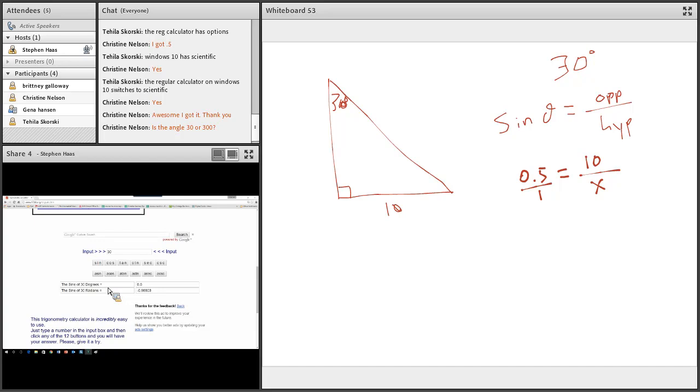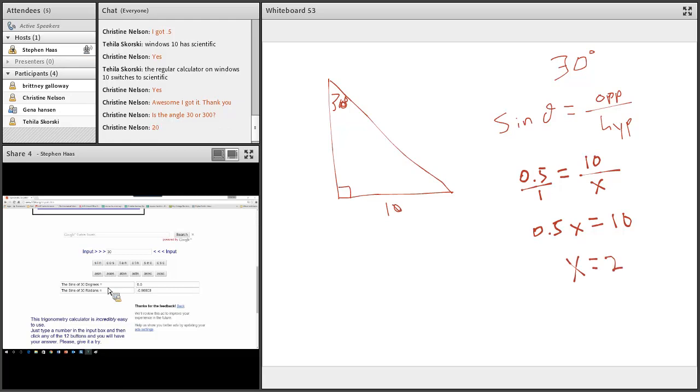0.5 times x is 0.5x equals 10 times 1, which is 10. Divide each side by 0.5, and you have x equals 20. Okay, so we know that the hypotenuse is 20.